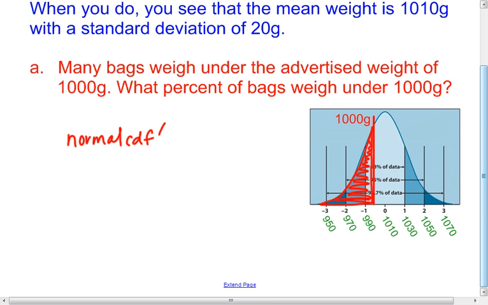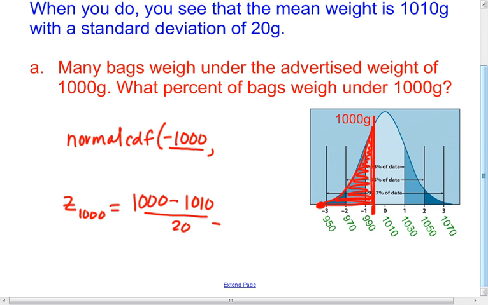To do that, I need to put a left edge in, and I need to put a right edge in. The left edge I don't know, and I'm never going to know it because it goes on to infinity, but you're going to put a really small number in there, like negative 1,000. I need a number for this right edge right here, and it has to be a z-score, not a raw score. I don't know the z-score right now, so I'm going to calculate the z-score for that 1,000 grams by doing the raw score minus the mean, divided by the standard deviation. And when I do that, I am going to get negative 0.5. So this z-score right here is negative 0.5.